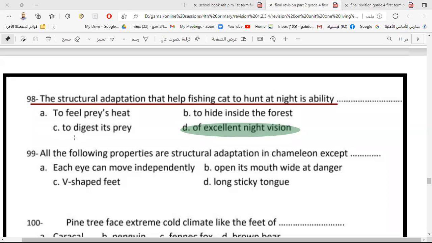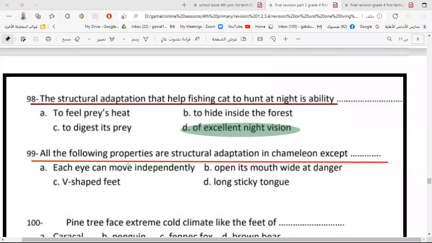All the following properties are structural adaptations in the chameleon except the: each eye can move independently, open its mouth wide at danger, V-shaped feet, long sticky tongue. Everybody mute your mic, please. Open its mouth wide at danger. Very good, Adam. You are excellent.